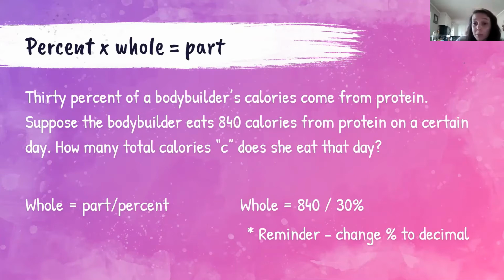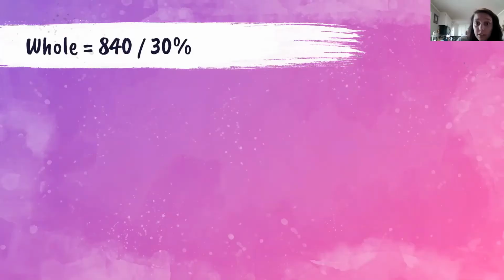Just as a reminder, we don't just divide by a percent. You can't divide by a percent. You need to change it to a decimal before you divide. I'm going to change slides, still going over the same question, so we can talk about how to divide 840 by 30%.